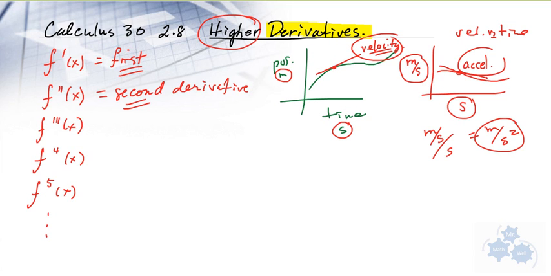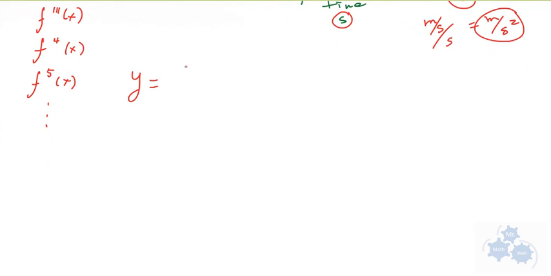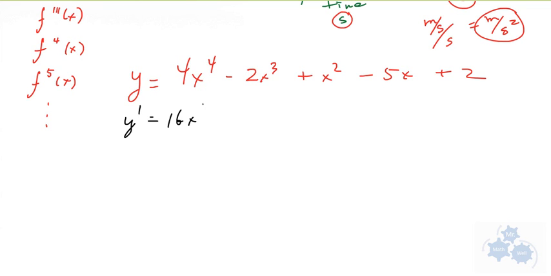Really indefinite. Now, if I give you a little example on higher derivatives, let's say we had y equals 4x to the fourth minus 2x cubed plus x squared minus 5x plus 2. So that's just a random polynomial that I picked. If I took the first derivative, you know how to do that. That's really easy. Power rule and sum difference rules, that's all you do. So this is 16x cubed minus 6x squared plus 2x minus 5. And that's the first derivative.